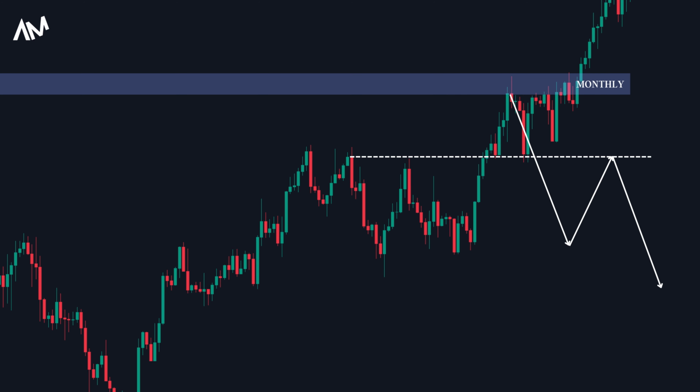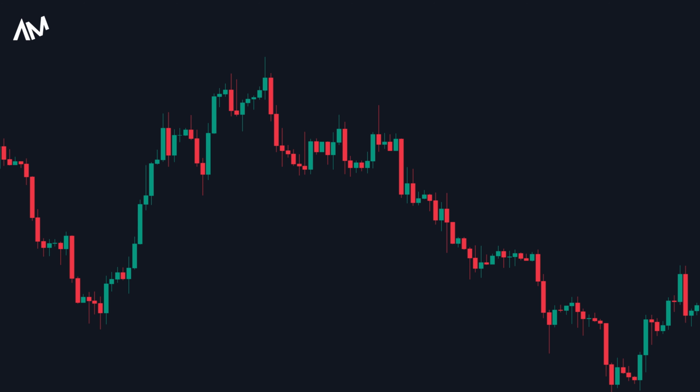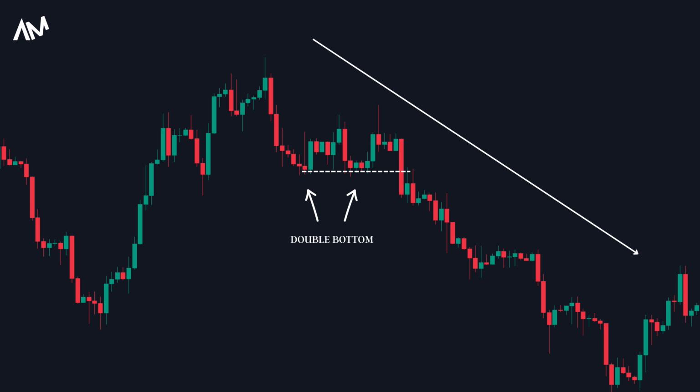Let's see another example. Here on this chart, we had a downtrend and then the market made a double bottom and broke to the downside. So what we do is draw a line on the close of the lowest candle of the double bottom pattern and wait for price to touch it.